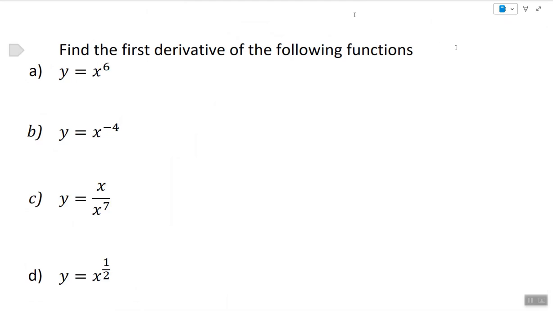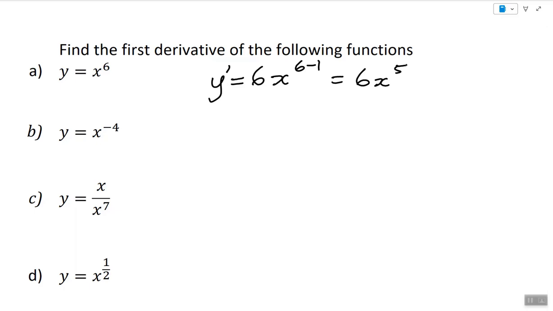Basic derivative rule, if we've got y equals x to a power, what do we do to that power? Take 1 from the power and bring the power from the original function down to be the coefficient. So that's the basic derivative rule. Bring the power down to be the coefficient and minus 1 from the power. And that gives us the derivative of a basic function, a basic polynomial.